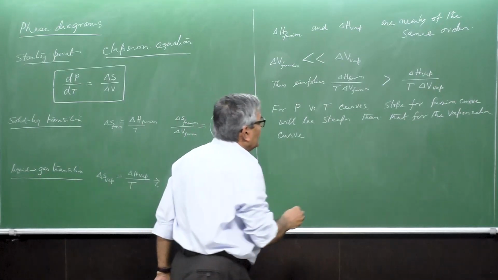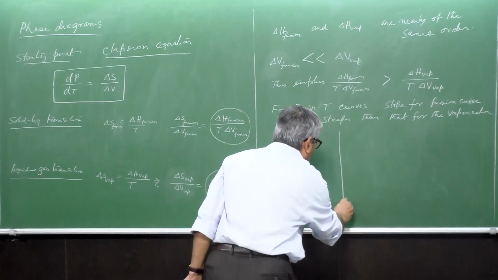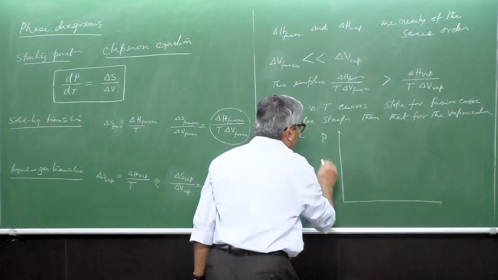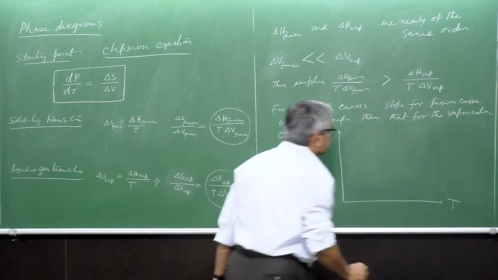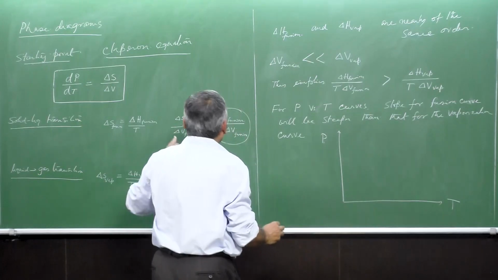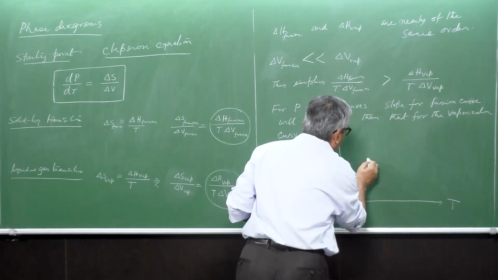So, if we plot P versus T, what should be the thing? So, it is P versus T. So, there is a slope like this.